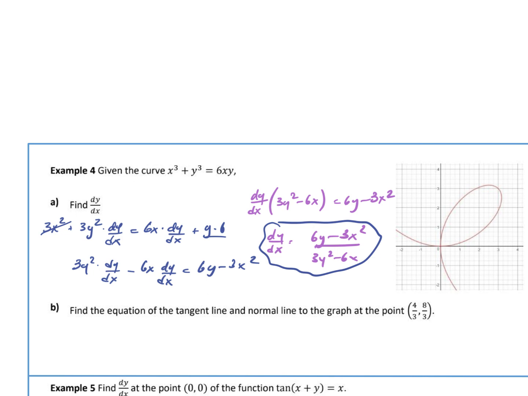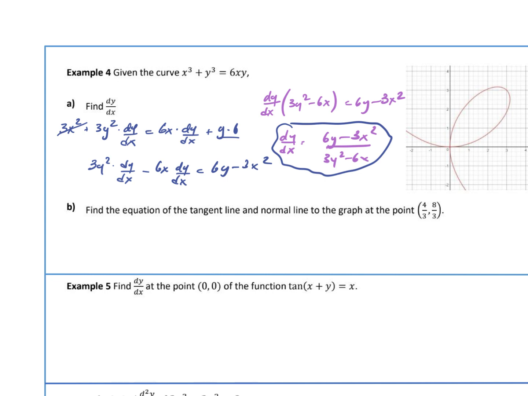Now, the tangent line, again, if you had to do a tangent line from here, what you're going to simply do is just plug in the x and the y value, okay? All right, next one is find the equation of a tangent line.